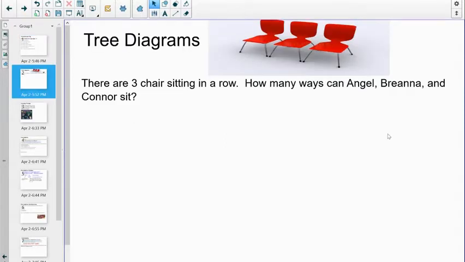So remember, think back to tree diagrams, how we made those columns first. If there are 3 chairs sitting in a row, how many ways can Angel, Brianna, and Connor sit? So we start out with the first column, the first chair.